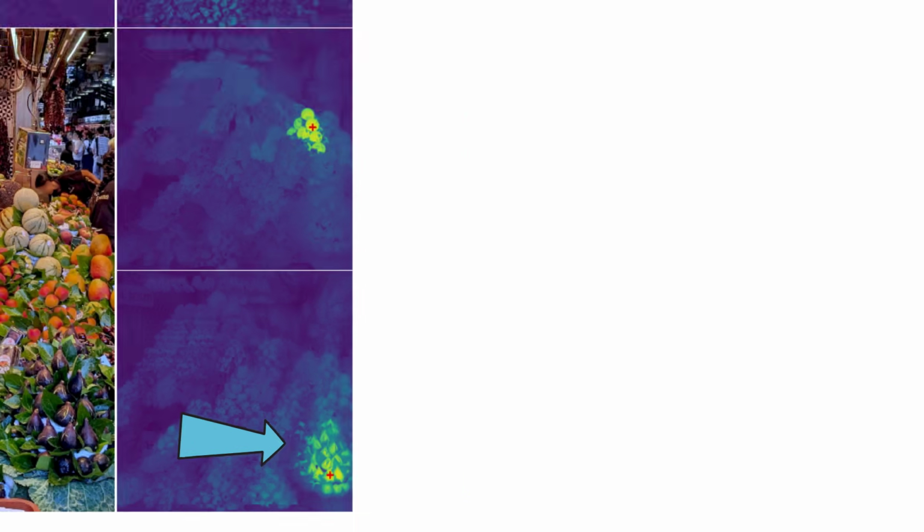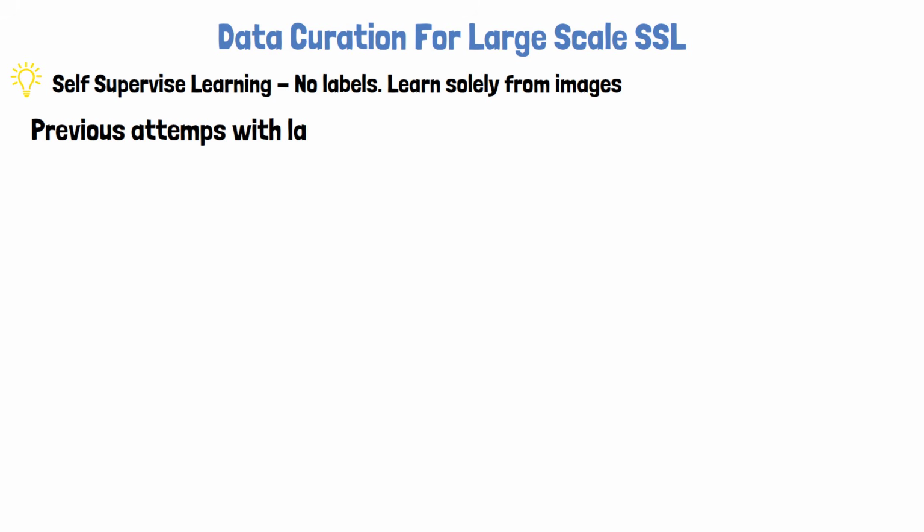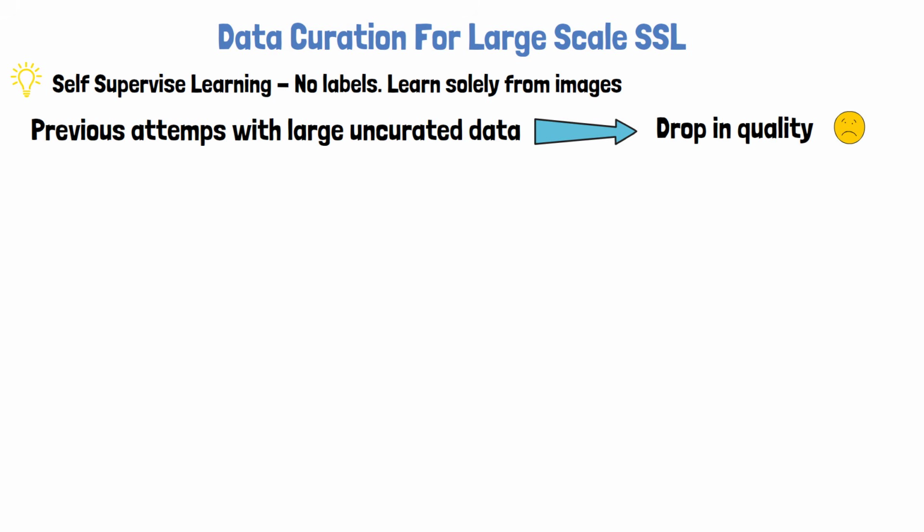Let's now start to understand how DINOv3 was created, beginning with its data curation for training. So first, what is self-supervised learning? In short, it means we don't need labels for the training data. The model learns directly from the images themselves, which in principle makes it much easier to scale up. However, simply scaling up uncurated data has historically hurt performance. DINOv2 already showed that carefully curated high-quality data works much better.